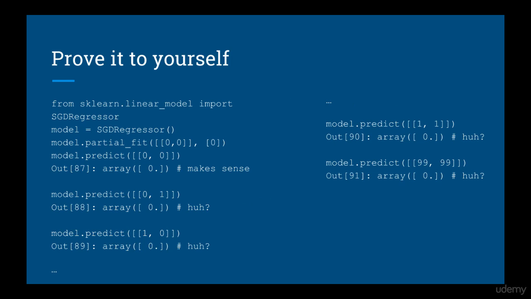Here's some code to try if you want to prove this to yourself. Feel free to pause the video so you can try it out. The first step is we import SGDRegressor and initialize an instance of it. Then we fit an input vector [0, 0] to the target 0. Next we do a prediction on [0, 0]. We get 0 as one might expect. Then we can try some other predictions. You'll see that no matter what input we try, [0, 1], [1, 0], [1, 1], or even [99, 99], it still predicts 0. This clearly wouldn't be the case if we had a static vector of size 2.